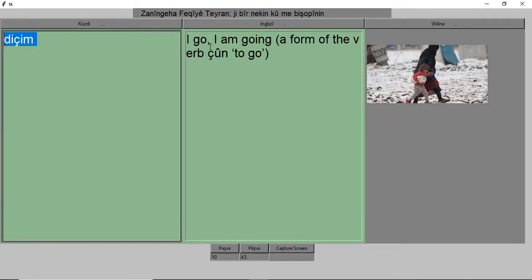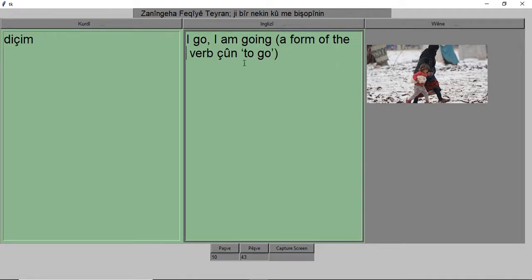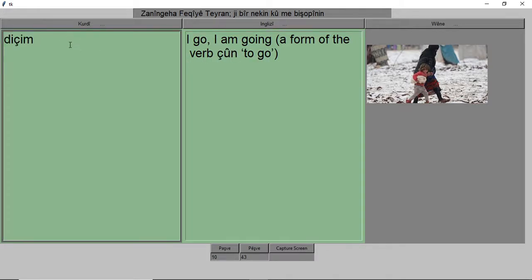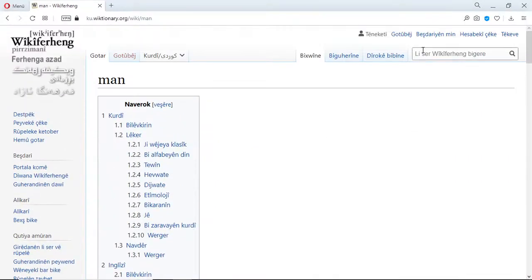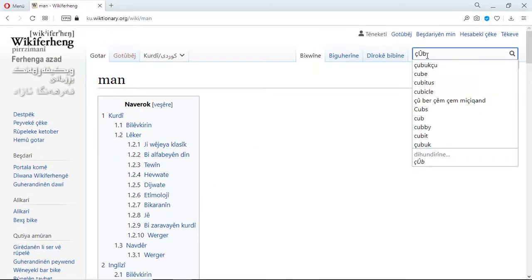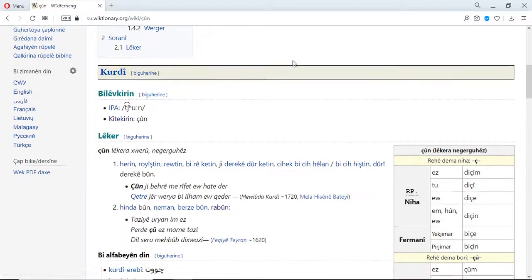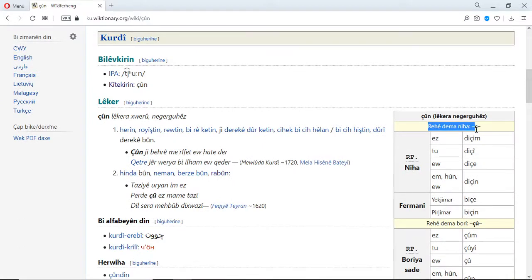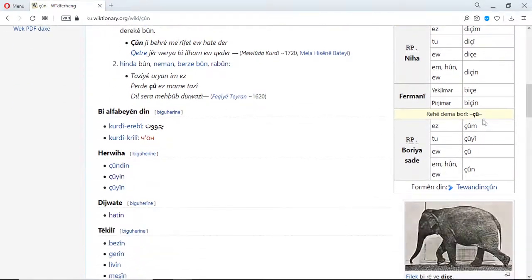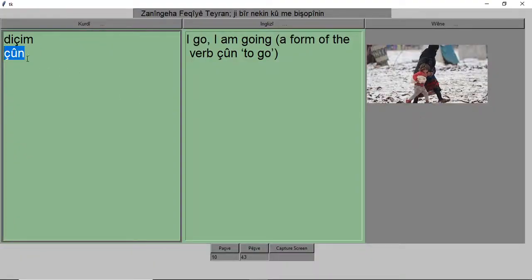The chim, I go, I am going, a form of the verb chun. So chun, to go. The chim, chuyin actually chun, right? If you are not sure, simply search on Wikipedia for chun. When you have chun, you say ch is for the present tense, and for the past tense it is chu, and it is the chim.